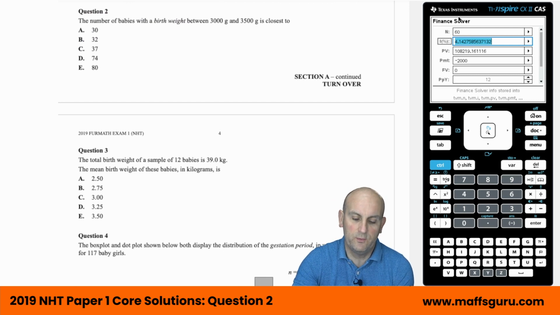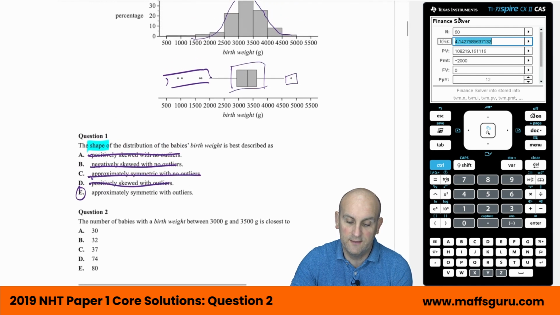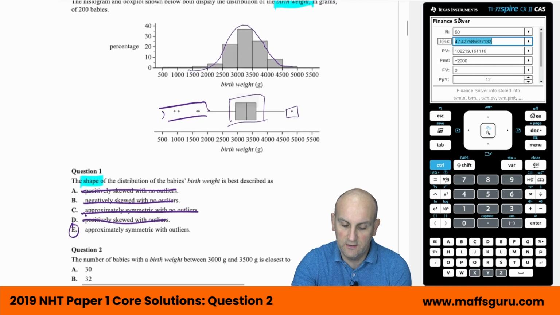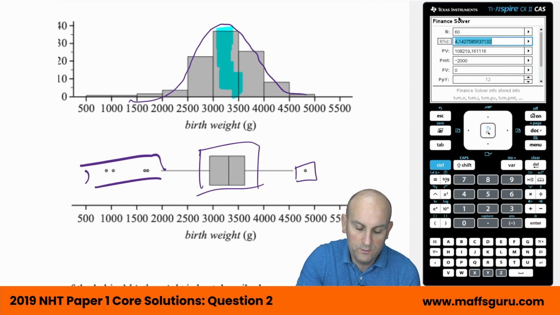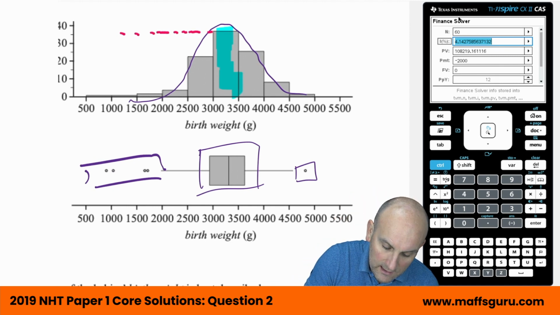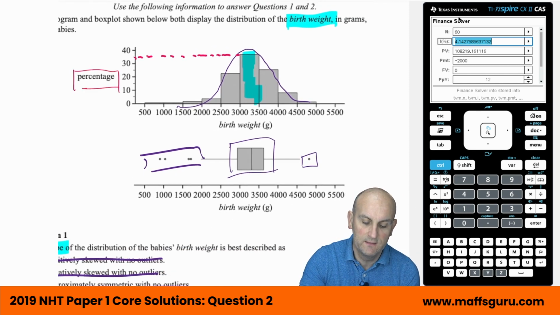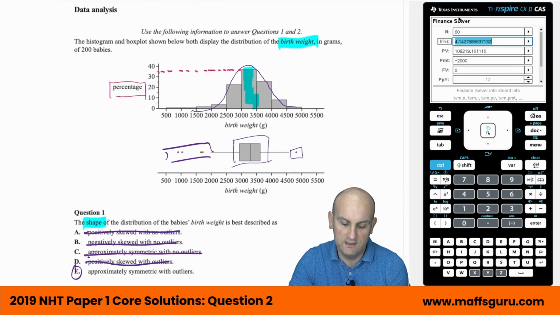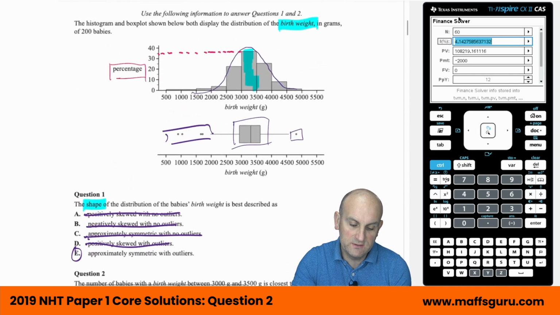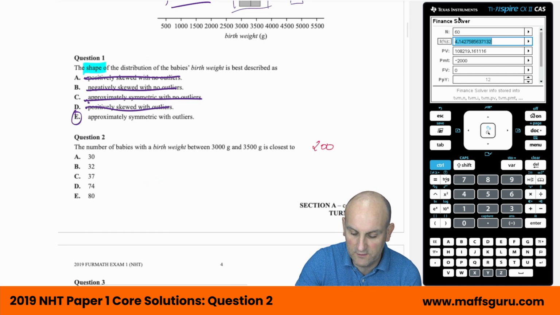The number of babies with a birth weight between 3,000 grams and 3,500 grams is. All right, so the first thing is 3,000 and 3,500. So we're looking at this bar here, which means I need to read off. Now, it's not 30, it's 30%. So what it's saying is that 30% of the babies are between 3,000 and 3,500. So how many babies were there? It told us there were 200 babies.